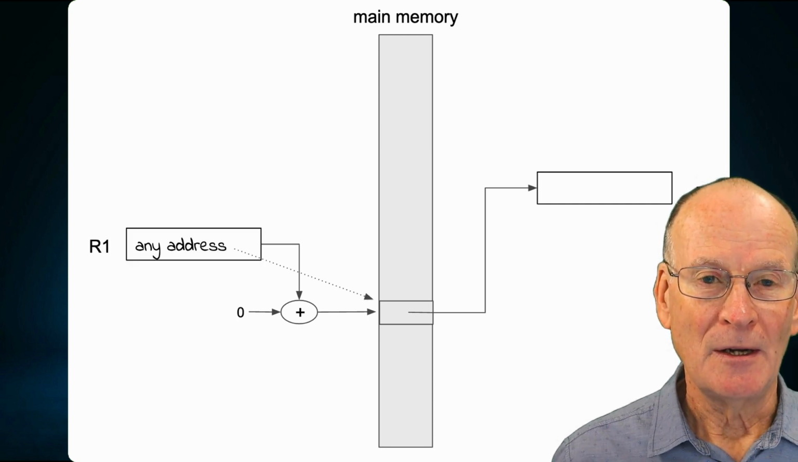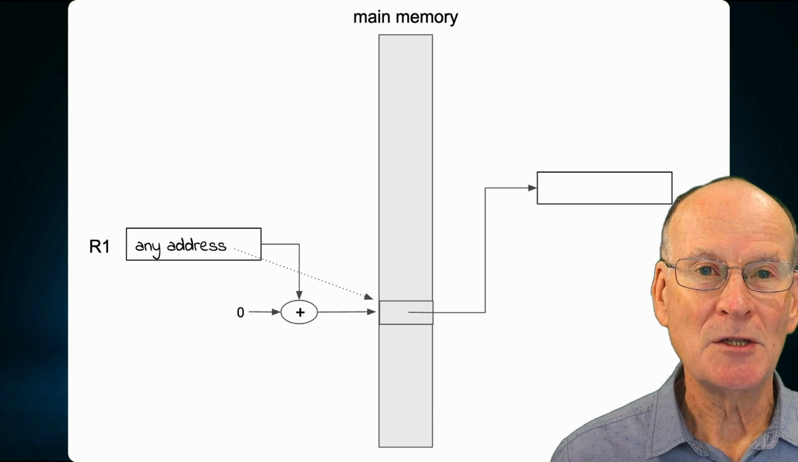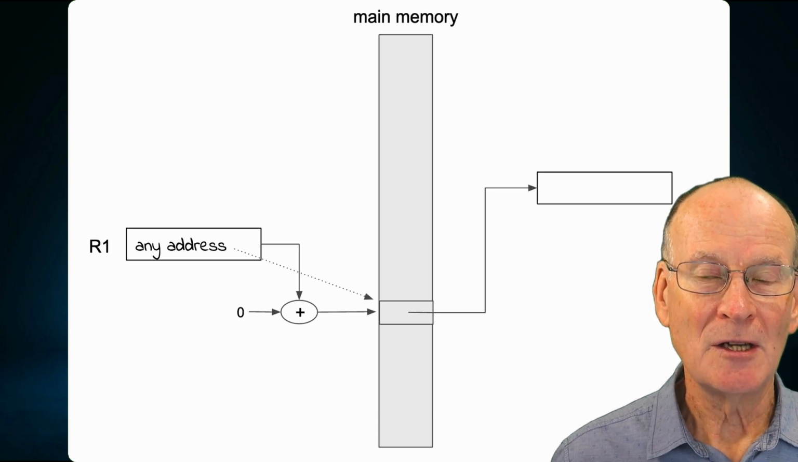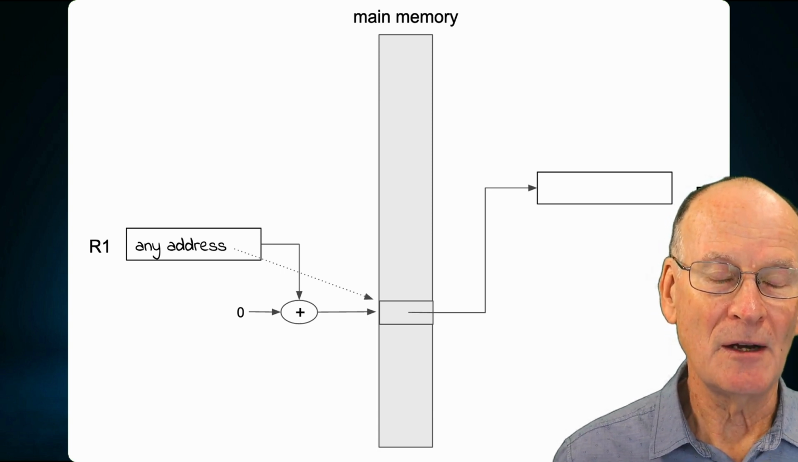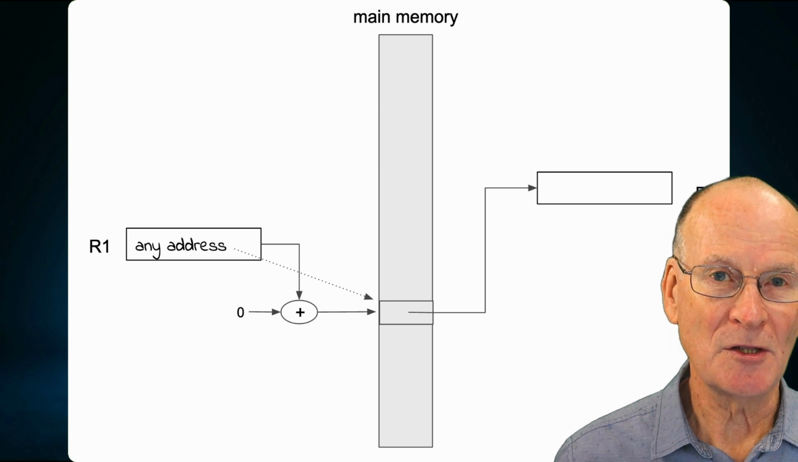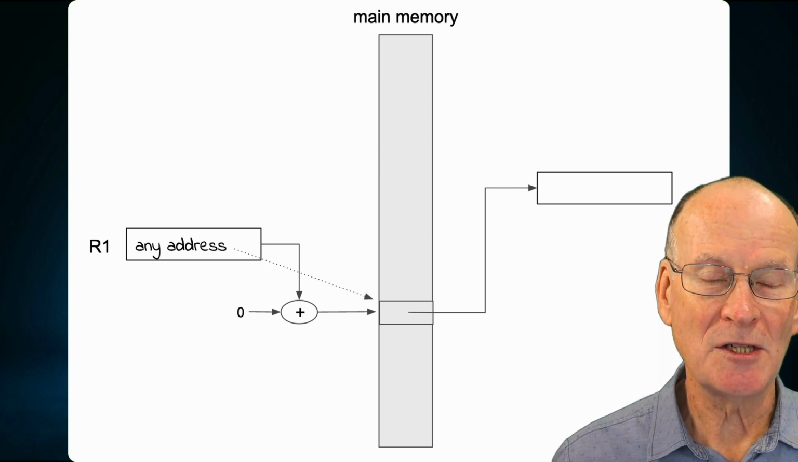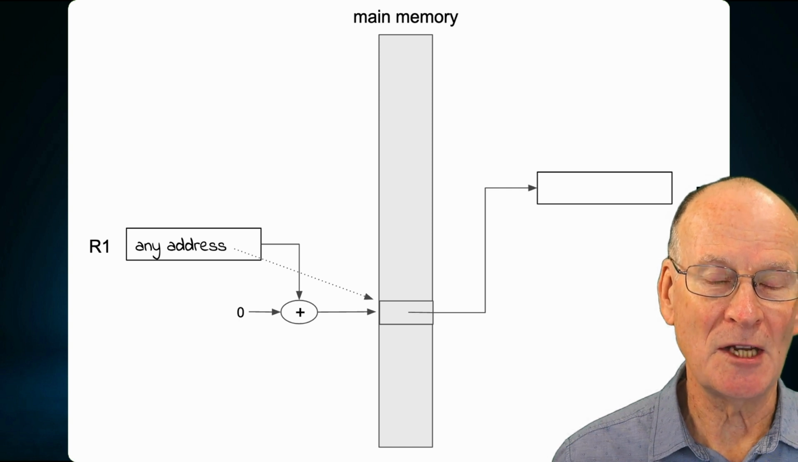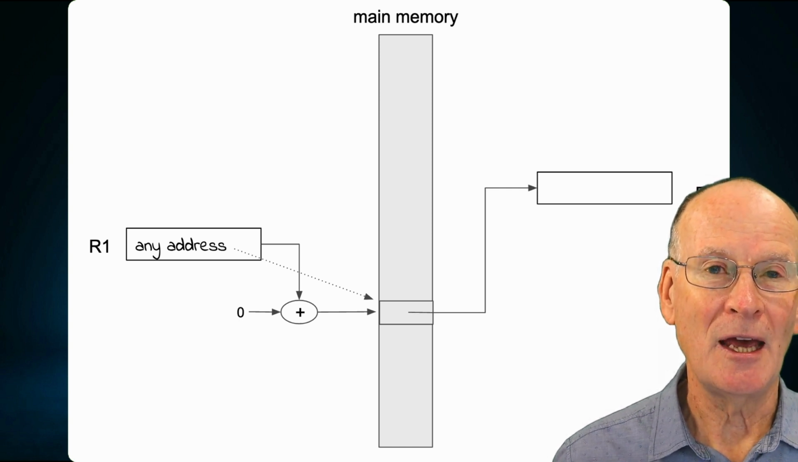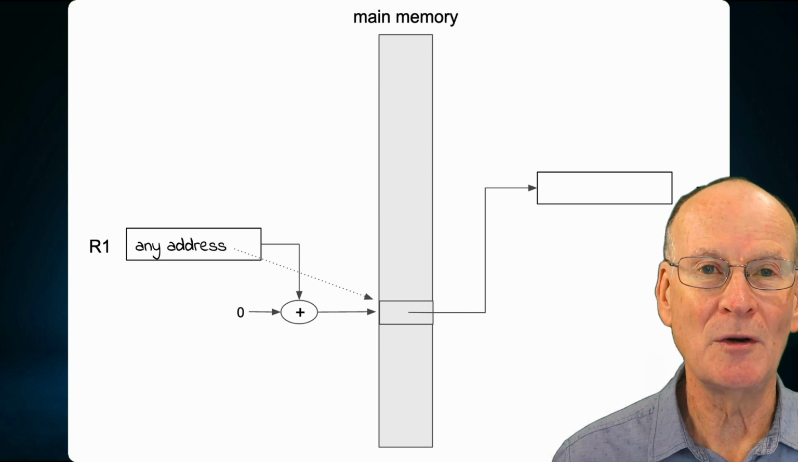Now, another way of doing this is to, in fact, make 0 the address in the instruction, and then you can put any address into R1 and use it to access anywhere in the memory. So the offset is essentially the address, and in the instruction we store the value 0.